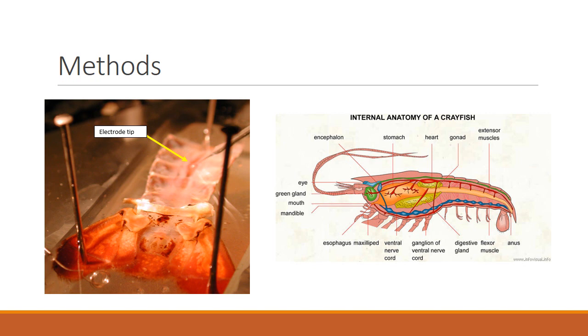The crayfish is ideal for electrophysiological studies, such as this one, for a number of reasons. Number one, the dissection is relatively simple, and it allows for the exposure of muscle, which is relatively easy. In addition, the crayfish prep is viable for a long period of time in a physiological saline, and the potential differences across the membrane can be easily recorded. On the right is an illustration of the internal anatomy of a crayfish, and the extensor muscle, which was used for this analysis, is illustrated.